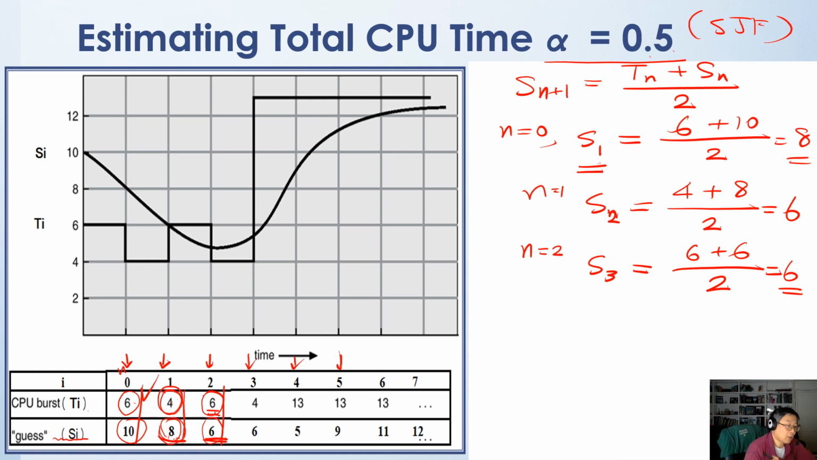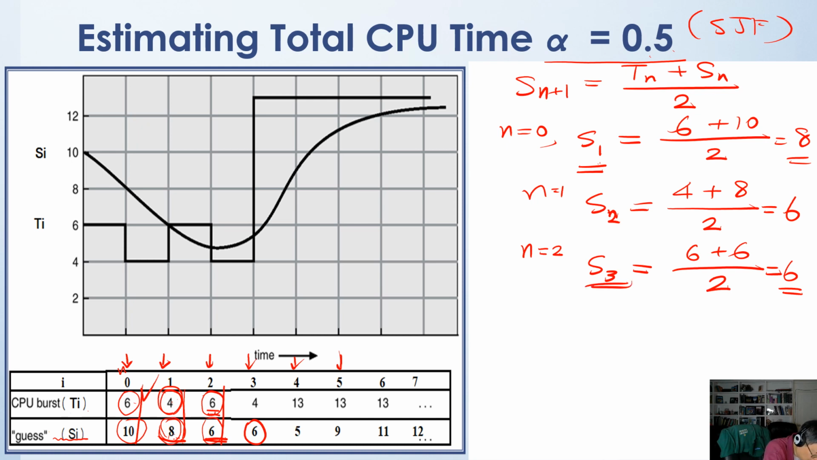Because the predicted CPU time is 6 and the actual CPU time is also 6, that means our prediction is perfect. So we're going to keep using this same number.